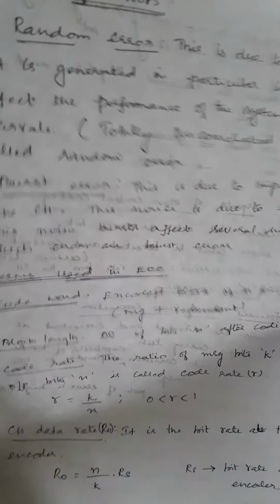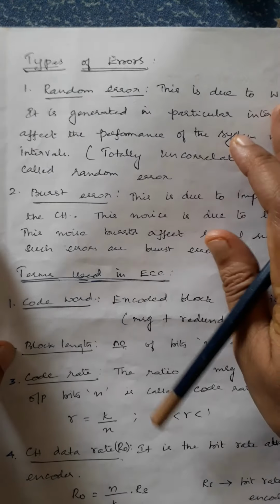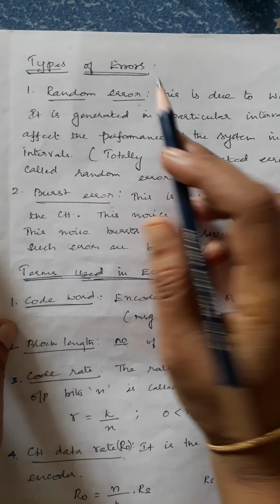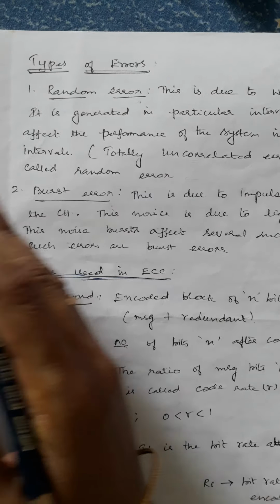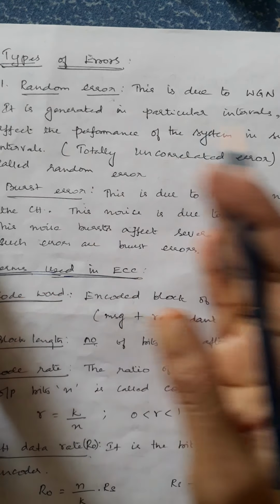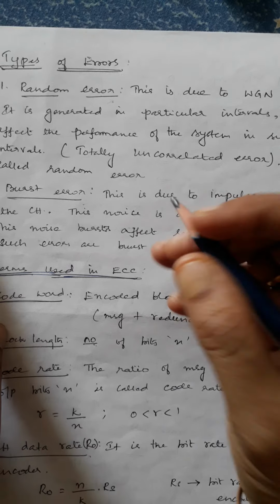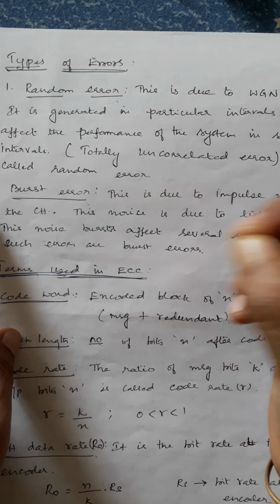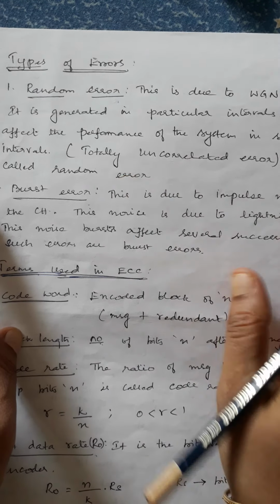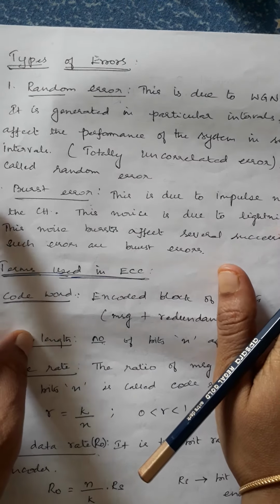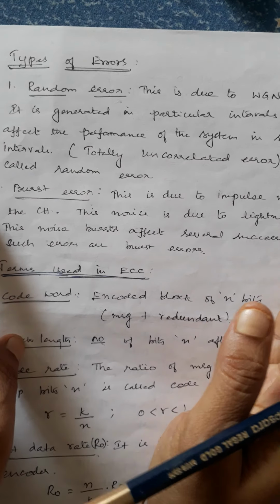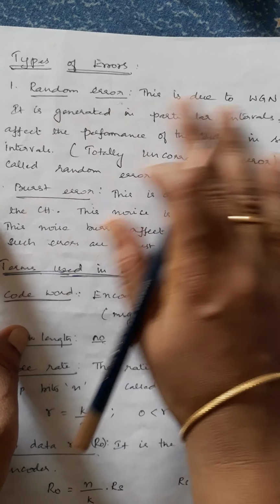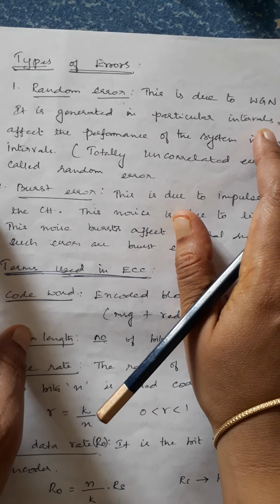Next we will see what are the types of error possible. There are two types of error possible. One is random error, another one is burst error. What is random error? You are going to have a sequence of bits. In that sequence of bits, at some particular intervals of time, some errors may occur. The errors are totally uncorrelated. There is no relation between the first bit and the second bit. Then we call it a random error. It happens in a random manner in an entire sequence.